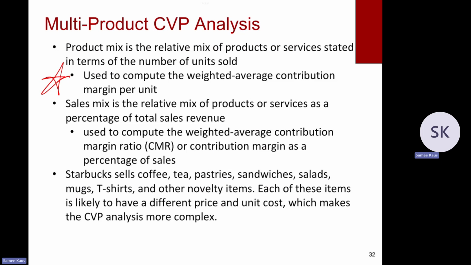So if you think about it, a company like Starbucks or any company, they sell coffee, tea, pastries, sandwiches, salads, mugs, t-shirts, a whole bunch of stuff. And each of these items have a different price point and a different unit cost, which makes the CVP analysis more complex.